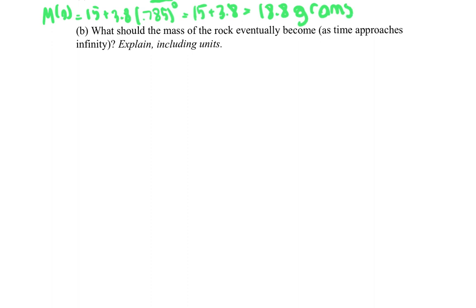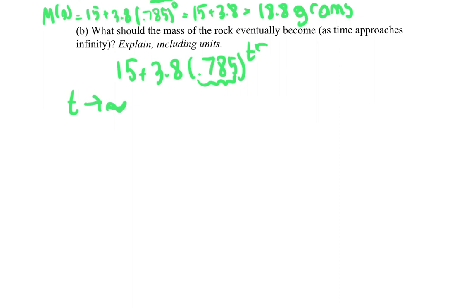Now the next part is, what should the mass of the rock eventually become as time approaches infinity? This one is a little bit more conceptual. I'll write the equation one more time, 0.785 to the t. So we're saying as time goes to infinity, t gets bigger and bigger and bigger, right? Well, 0.785 to the t is a decreasing function, right? As time goes on, our stuff is decreasing.